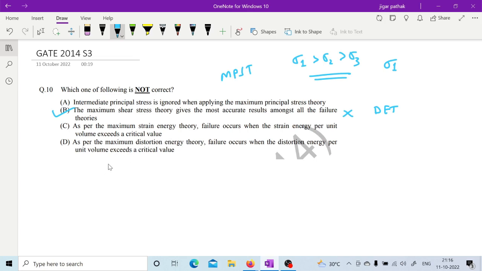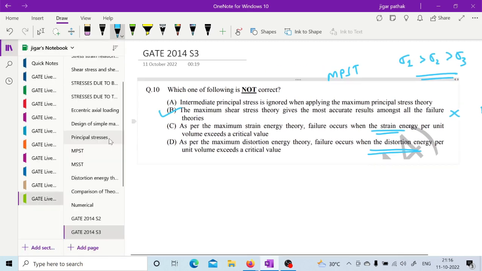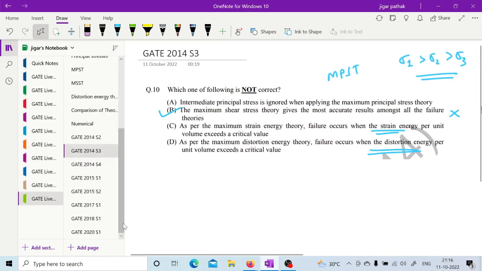That is also correct. As per maximum distortion energy theory, failure occurs when the distortion energy per unit volume exceeds a particular critical value. Here in maximum strain energy, it is the full maximum strain energy which is going to exceed, while in case of distortion energy theory, only the distortion energy per unit volume is going to exceed a certain value. So that is the difference between those two, right?